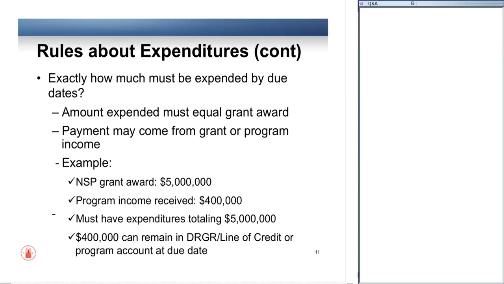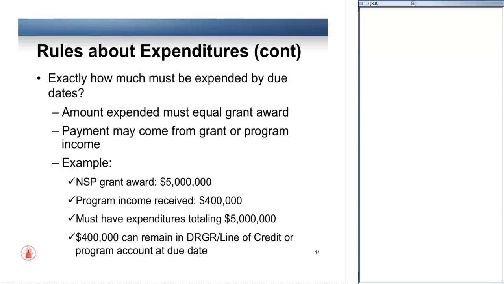One thing to briefly mention: the difference is that you need to expend an amount equal to your original grant. So if your grant was $5 million and you got $400,000 of program income, all you need to do is expend $5 million.